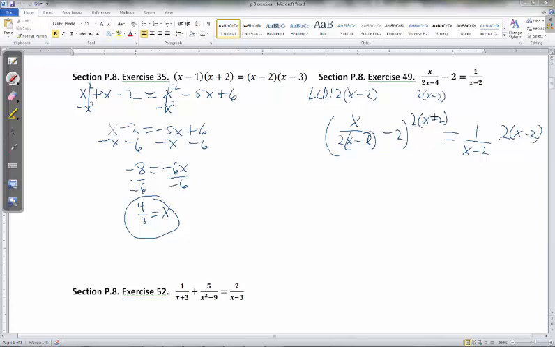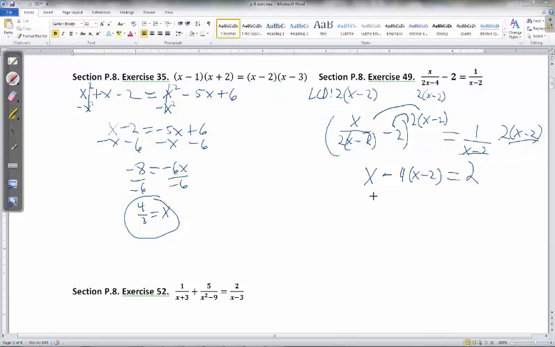The reason we do this is it will reduce away all the denominators. When I multiply into the first term here, the 2 will reduce, the x minus 2 will reduce, and I'll just be left with x. Multiply into the second term, nothing to reduce, so I'll just have the 2 times that, so it'll be minus 4 times x minus 2. And on this side, the x minus 2 will cancel out, and I'll just be left with 2.